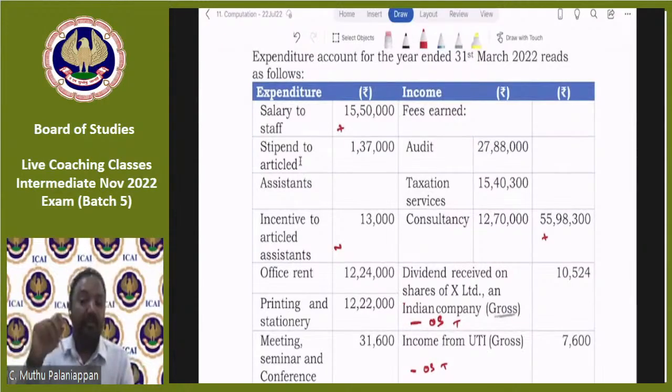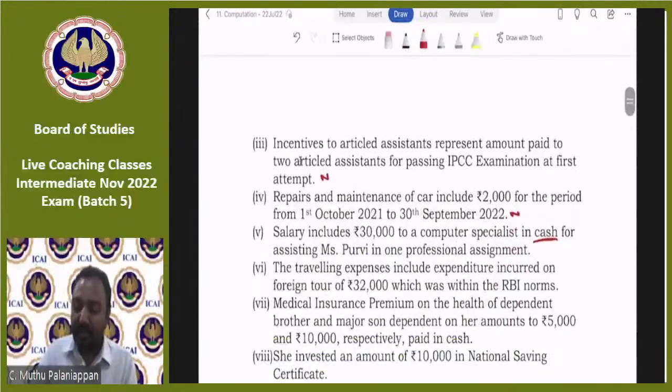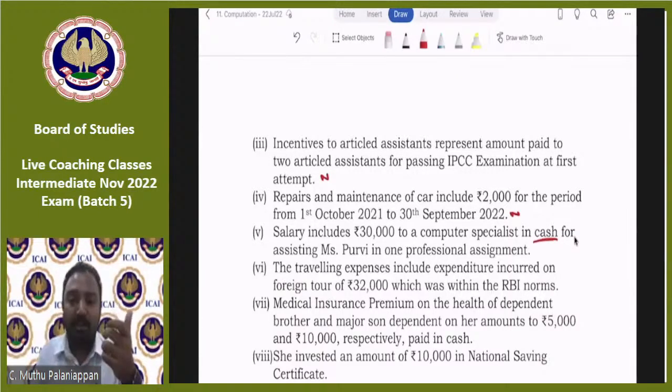Okay. Apart from that, I need to add this 30,000 in salary, but it is an expenditure, right? It is an expenditure, the 30,000. But why are we still adding it and not doing anything? Because it is paid in cash. Any expenditure above 10,000 under section 40A(3) is not an allowed expenditure. So whatever is paid above 10,000 in cash is not allowed. So this 30,000 is not an allowed expenditure.